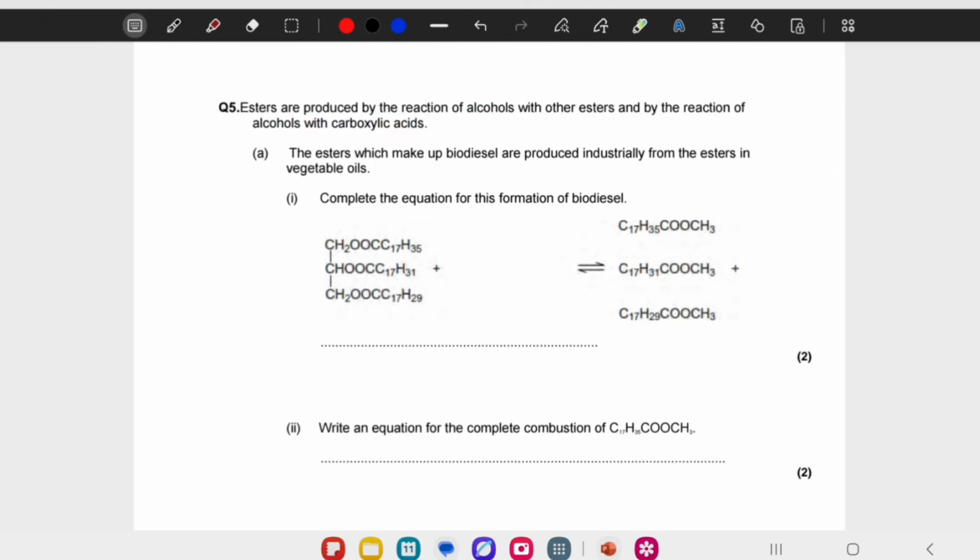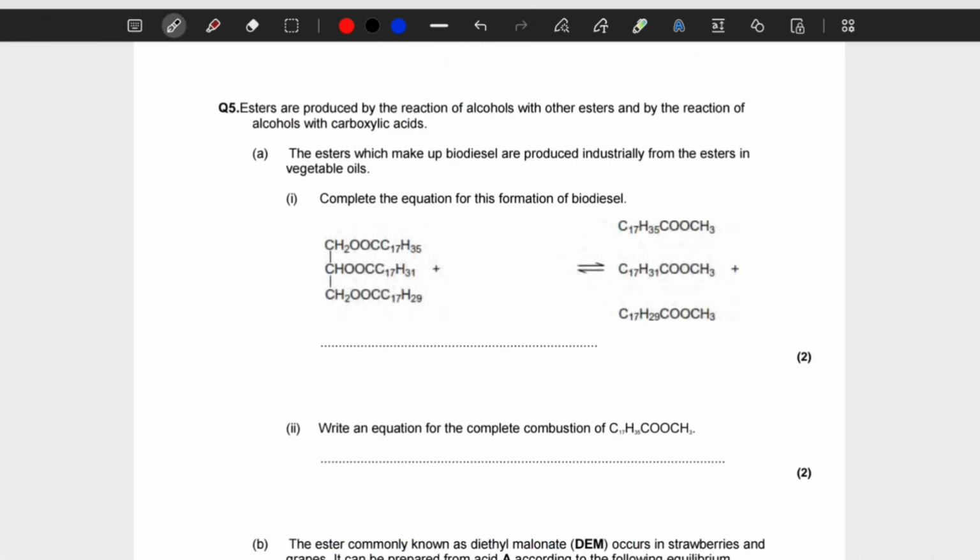Okay, this would be the last question we will do. Esters are produced by the reaction of alcohols with other esters and by the reaction of alcohols with carboxylic acids. Oh wait, sorry. You can pause the video and do the question, and I'll go through it, obviously. Okay, I'm going to go for it.